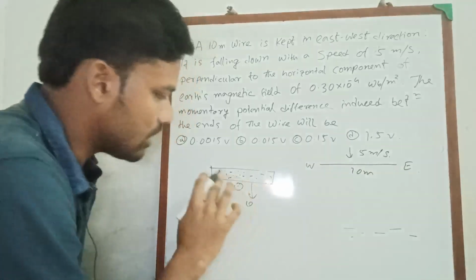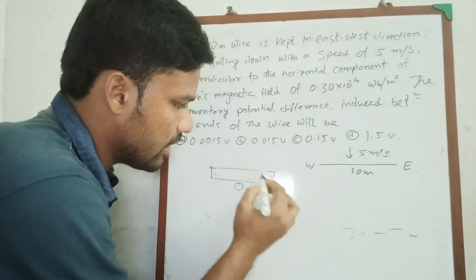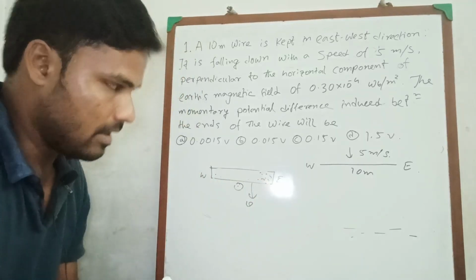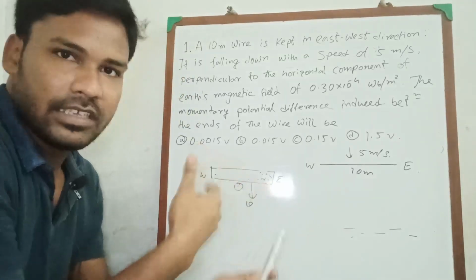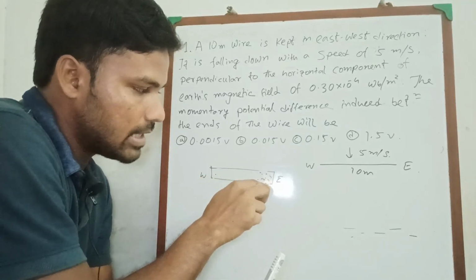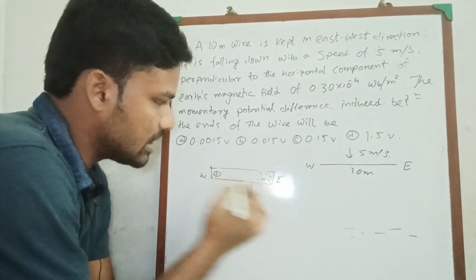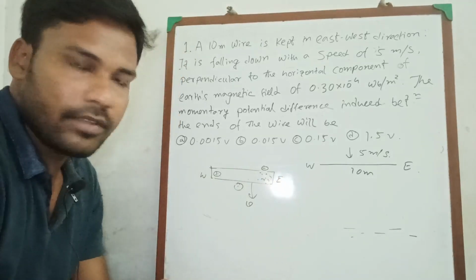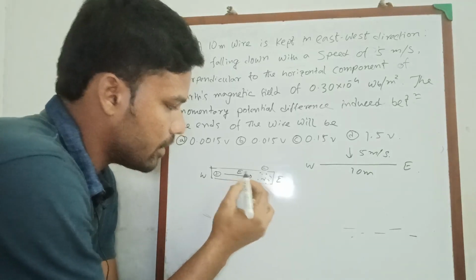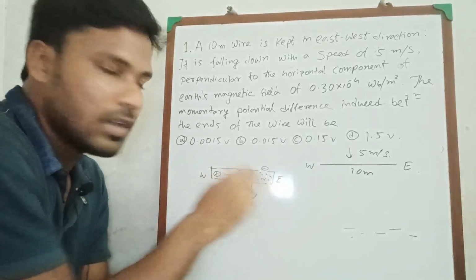So that's why these electrons are moving to this side, the east side. Now what happens is, when the electrons go to one side, this side will be positive and this side will be negative. That means an electric field is generated over here, because as we know, the electric field direction is from positive to negative.